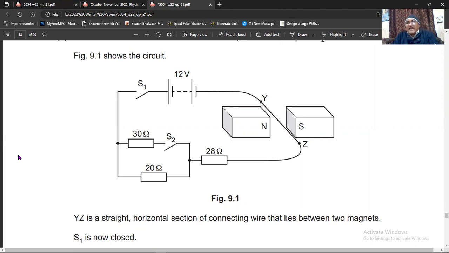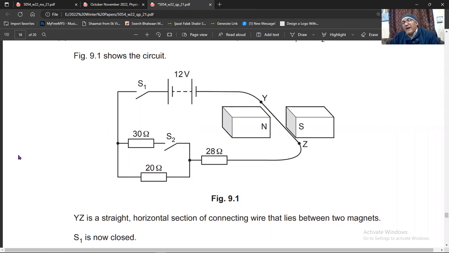Another way of describing this is that the YZ is a current carrying conductor, and the direction of the current is from Z to Y. And the magnetic field around this YZ wire, due to the conventional current, is clockwise. So there are 2 permanent magnets there. Their north-south is facing, and their magnetic lines are going from north to south. They are going from left to right.